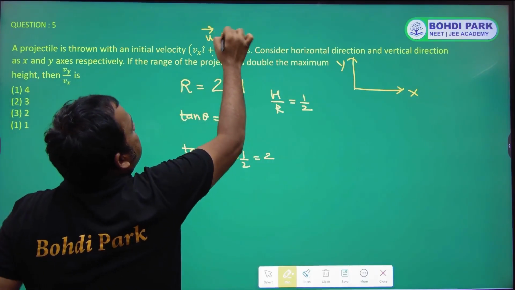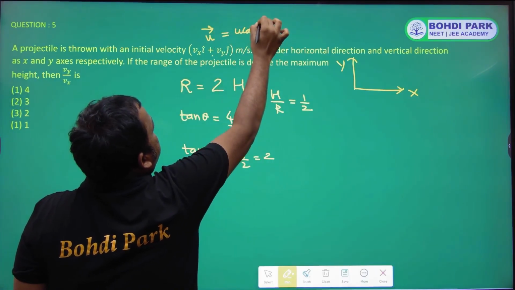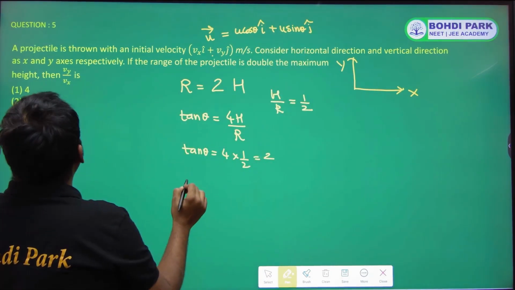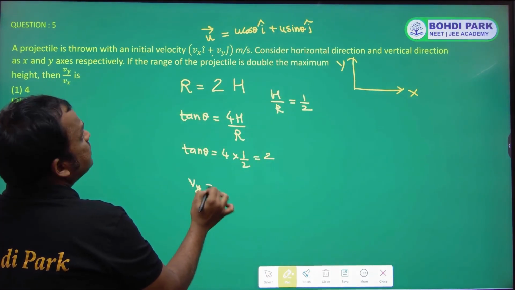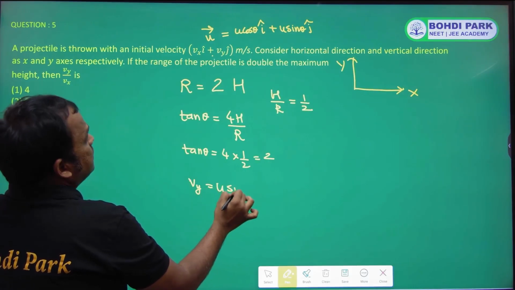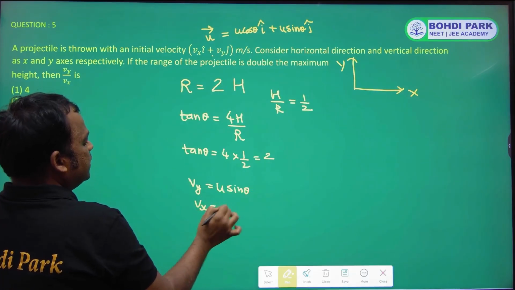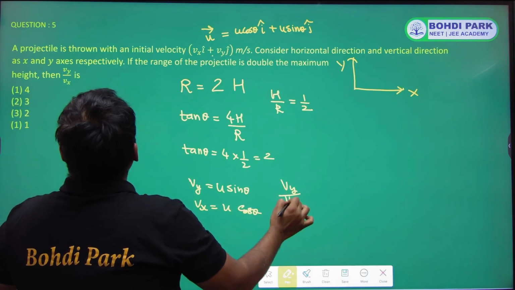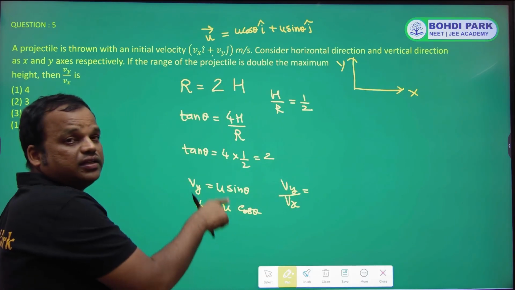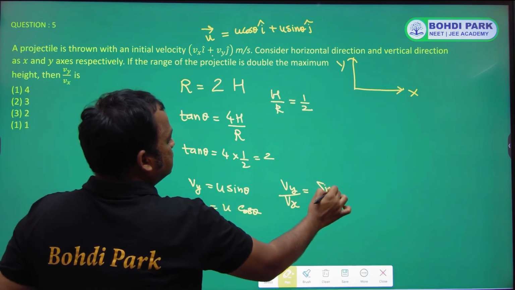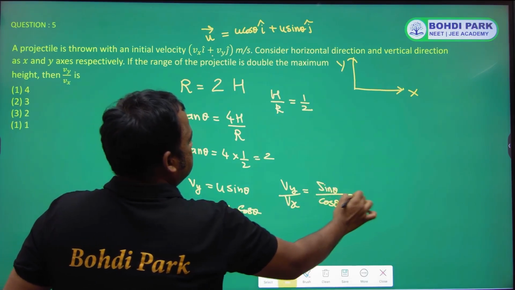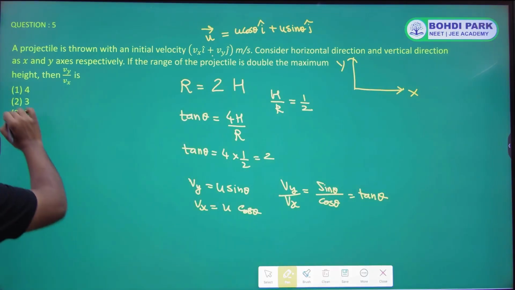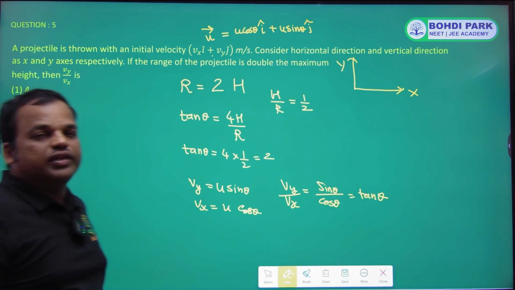Now u vector means it is u cos theta i cap plus u sin theta j cap. So we have vy is equal to u sin theta and vx over here is equal to u cos theta. So vy by vx is equal to, now if you divide this, u and u cancel, so sin theta by cos theta, which is tan theta. 2. Tan theta is 2. Done. Finish. Now next question.